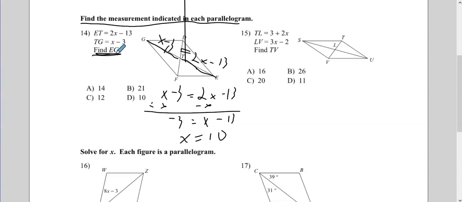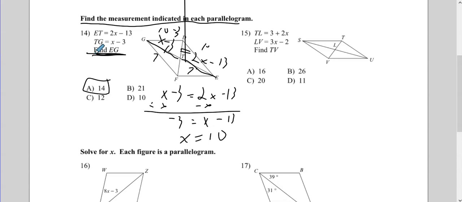Well, EG is the entire line. So I need to plug in 10 right here and get 7. But I also have to plug in 10 right here. Well, 2 times 10 is 20, minus 13 is also 7. That makes sense. The 2 pieces are 7. So if this is 7 and this is 7, the entire thing is 14. So that's what I was talking about in class. Pay attention. Is it asking you to find x or an actual measurement?